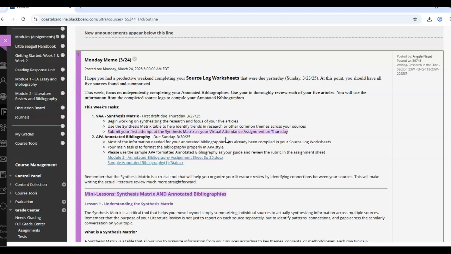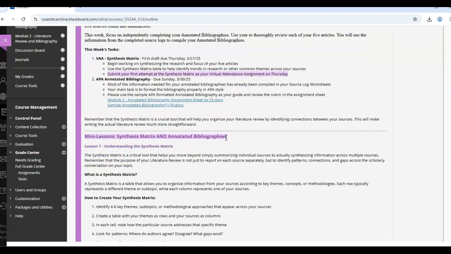Now, we'll circle back to the synthesis matrix. This synthesis matrix table is your first attempt at synthesizing your articles. In other words, how is the research that you've read and summarized similar to one another, and how is it different? So in order to begin to understand that, you're going to start working on this table that allows you to start to organize your thoughts according to themes and concepts or methodologies that you start to notice.